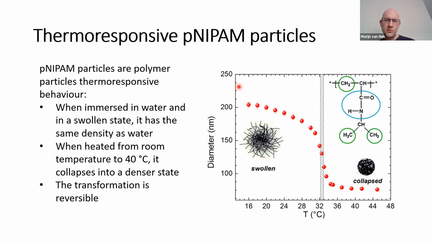What we would really like to do is to visualize this at the single particle level. It is a very important transformation, and you can follow this process by dynamic light scattering. That is also how this graph was created. But to image that is going to be very difficult, because in a swollen state it has almost the same density as water. And in the electron microscope, we depend really on density differences in order to see anything.